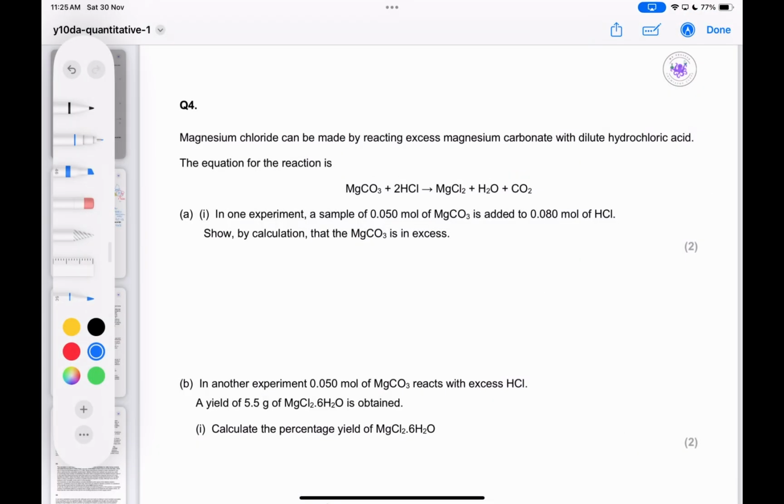Okay, so we're going for question 4. This is a little bit on limiting reactant. Take a look here, as well as percentage yield. So let's get started. For this kind of stoichiometry question, which comes with a little bit of context as well as a balanced equation in the middle, take some time to appreciate the information given first.